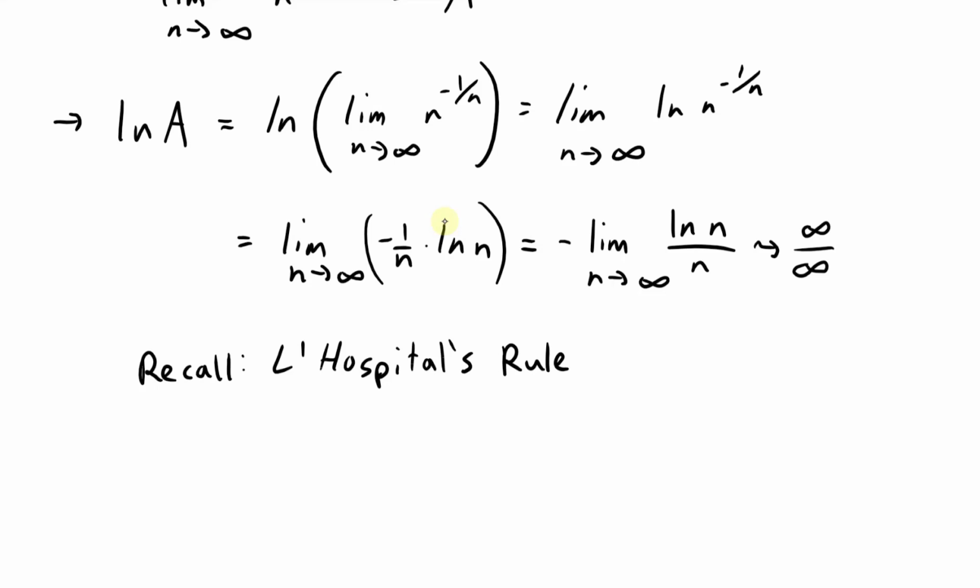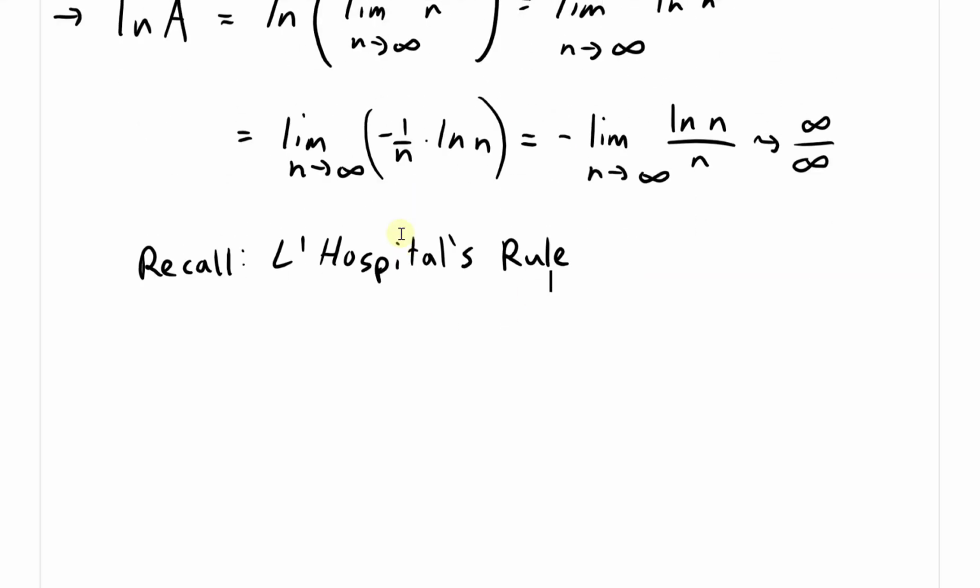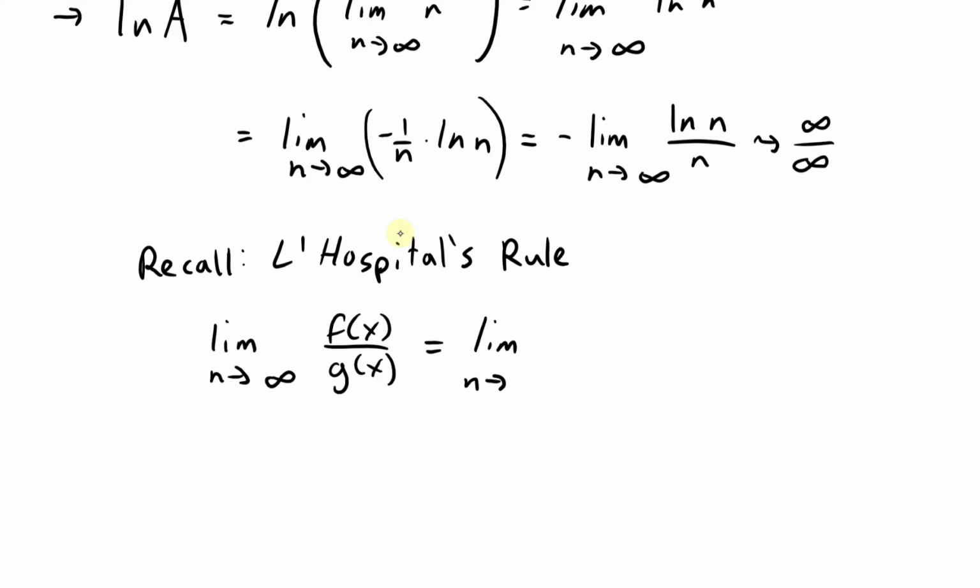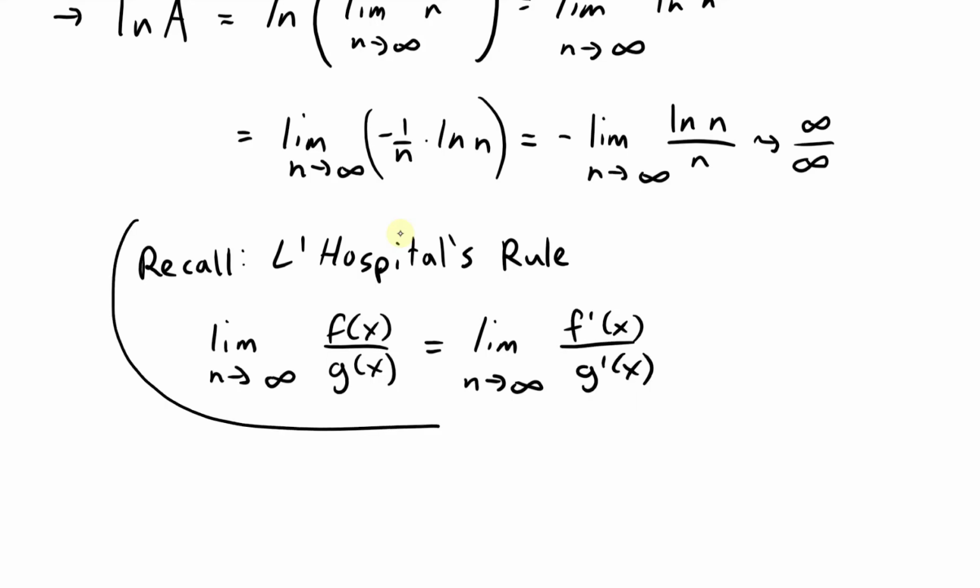So recall L'Hopital's rule, and we're going to write the limit as n approaches infinity of, if we have a function like this, f of x over g of x, where they're approaching infinity, or another scenario like 0 over 0, this equals the limit of the derivatives. So this is going to be f prime of x over g prime of x. So let's just circle this right here.